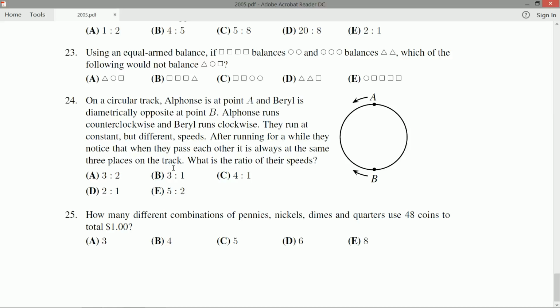So I think the key is figuring out exactly where those 3 points might be. Now, we don't know the speeds at which they are running, and we don't even know who's running faster than who. But does it really matter? Because if Alphonse was running faster, couldn't we just flip this picture and imagine that it was Beryl that was running faster? Things to think about. Alright, so passing at 3 different places, where could those 3 places be?